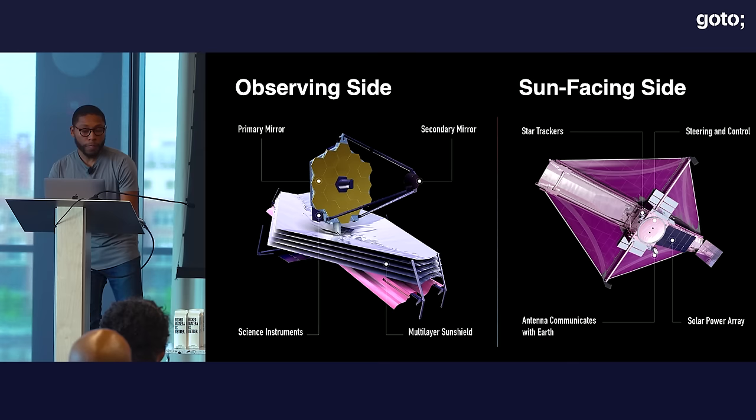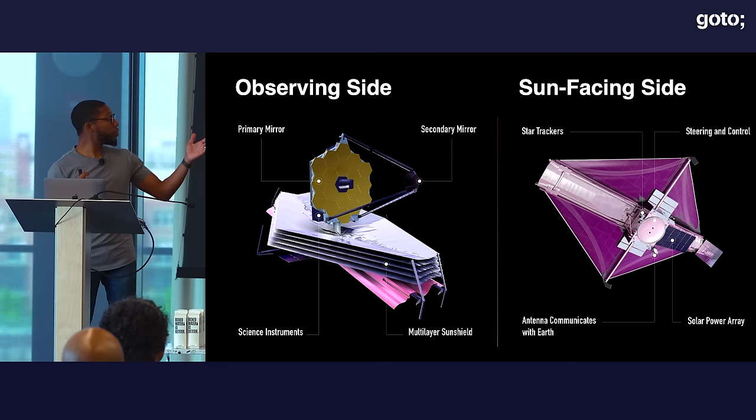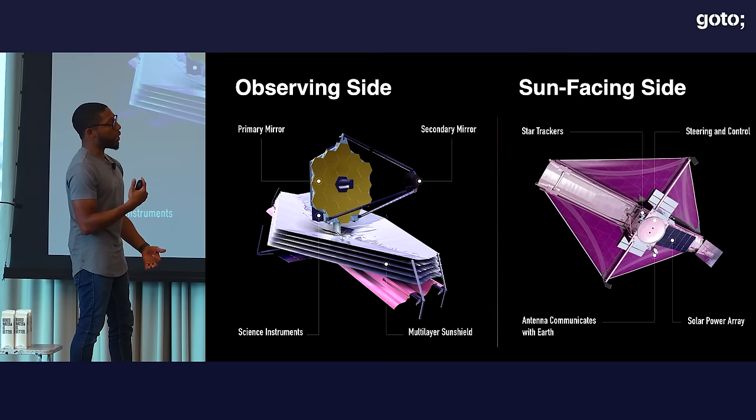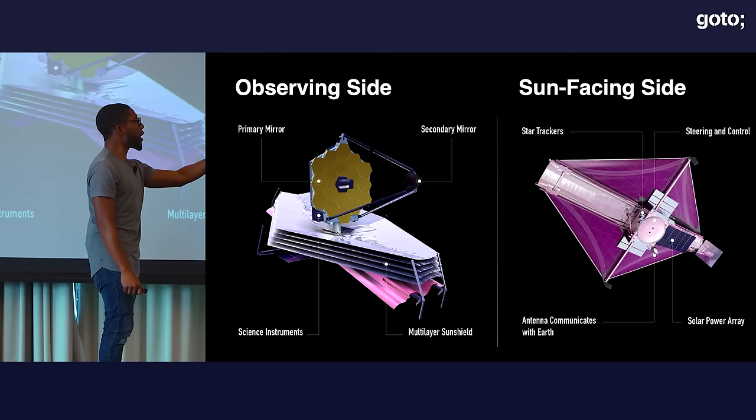All right. So the lower part of Webb is where you see your five-layer sunshield, and that's the picture on my left, your right. That's going to be the sun-facing side of the observatory, which features things like your antenna, solar power array, and star tracker. This is what we call the hot side of the observatory, or the sun-facing side.